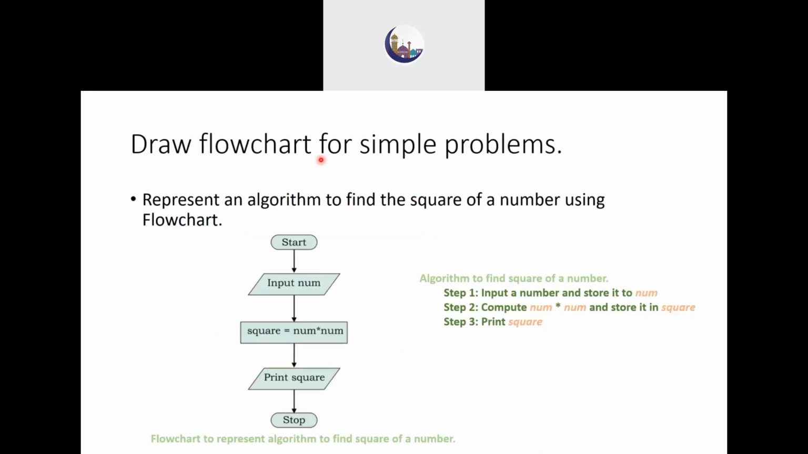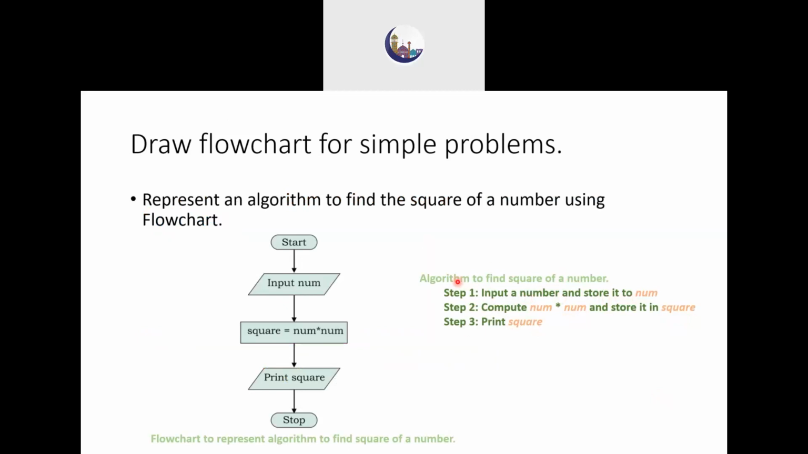Now, one simple representation. We have learned the algorithm to find the square of a number, right? Which I have written here again. Step 1 was input a number and store it into a variable called num. Then step 2 was compute num into num and store it into a variable called square. And then step 3 was to print that square value.